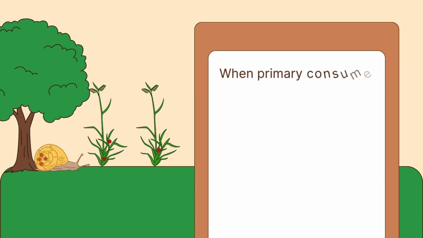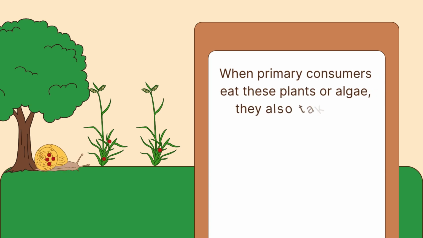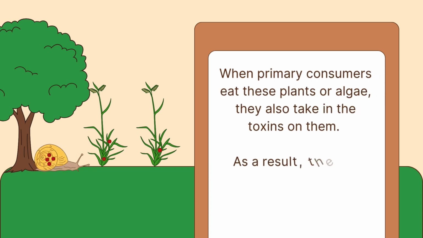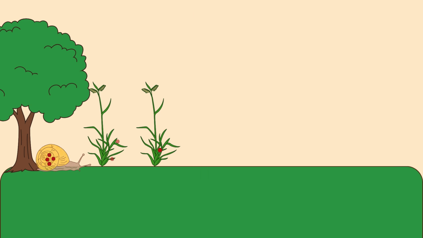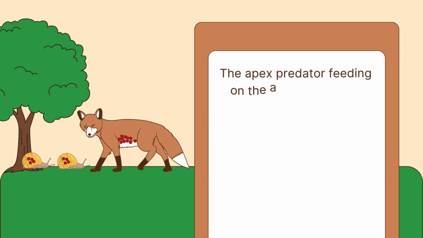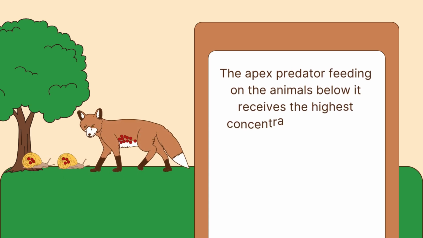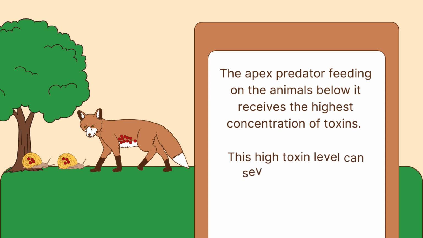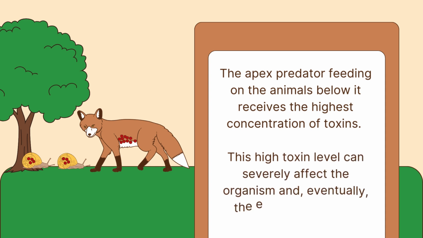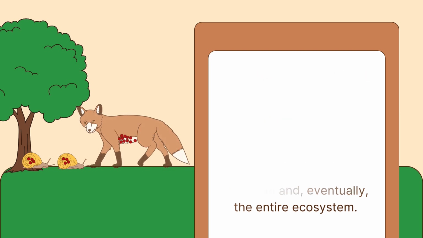When primary consumers eat these plants or algae, they also take in the toxins on them. As a result, they now have high levels of toxins. The apex predator feeding on the animals below it receives the highest concentration of toxins. This high toxin level can severely affect the organism and eventually, the entire ecosystem.